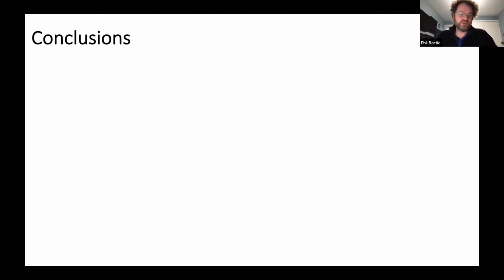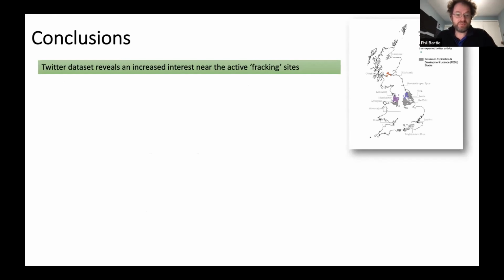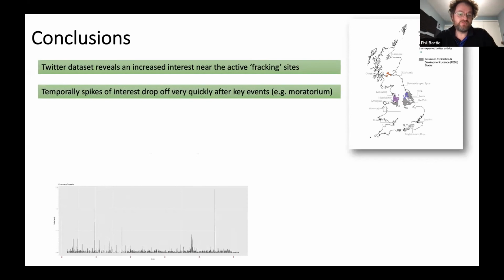So conclusions: the Twitter dataset reveals there does seem to be an interest in fracking near the active sites. The spikes drop off very, very quickly. So something like the moratorium, you get a spike and then it's gone. So the Twitter community are fairly fickle, I think. It's easy to react to things and then forget about them.